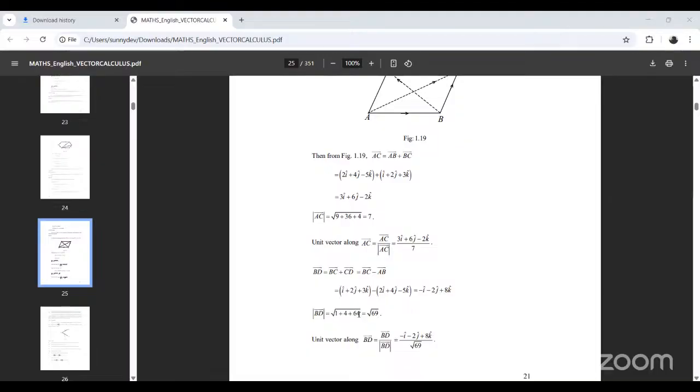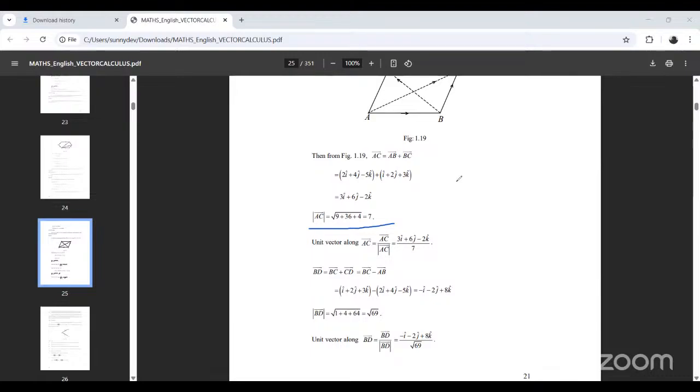3i plus 6j minus 2k. So therefore the magnitude of AC becomes under root of 9 plus 36 plus 4. Okay, so these are the things we have. So what is the unit vector? What does the unit vector mean? So, the unit vector along AC.